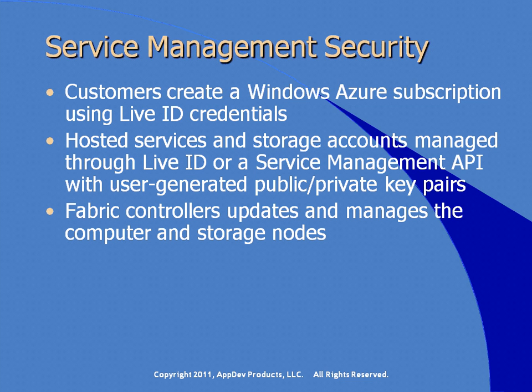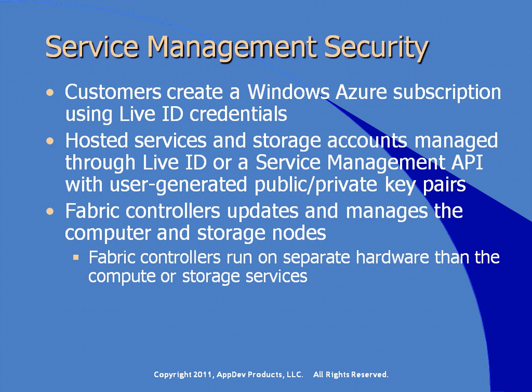Customers can monitor and manage their application via the portal or programmatically through the Service Management API using the same authentication mechanism. To increase the security of the Windows Azure Fabric, Fabric controllers are run on separate nodes from the compute or storage services. All communications between Windows Azure internal components are protected with SSL. Communication from the Fabric controller to the managed nodes is unidirectional.